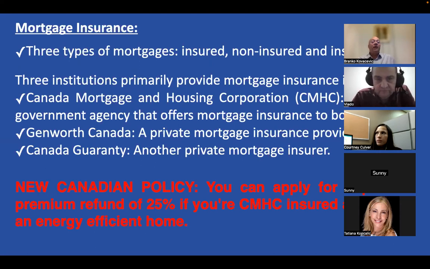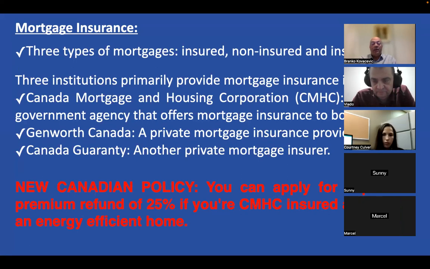The types of insurance that we have: each mortgage can be insured, non-insured, or insurable. By law, every mortgage with a down payment of less than 20% has to be insured through one of the 3 insurers that we have: CMHC, Sagen Canada, or Canada Guaranty. Just as an example, for a 5% down payment, default insurance is 4%. For a 10% down payment, insurance is 3.6%. For 15%, it's 2.6%, and for 20%, it's 2%.